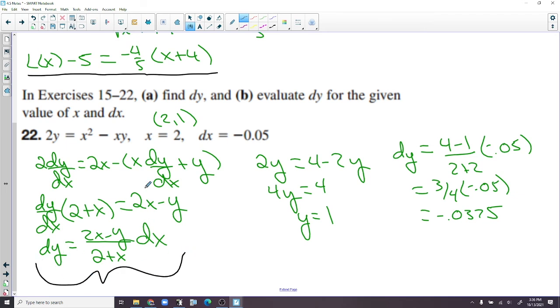Now we're plugging in values, but we're only given x, we're not given y. We're going to plug 2 back in here for x and get 2y is equal to 4 minus 2y. So we add 2y and get 4y, divide by 4, y equals 1. So we have the point (2, 1). Plug (2, 1) in here. 4 minus 1 is 3. There's the 3 right there. And 2 plus 2 is 4. But the change in x is 0.05. So we plug 0.05 in, and we get negative 0.0375.